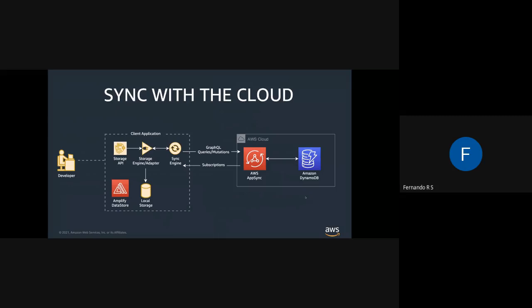So the difference here is once you have that backend configured and provisioned, the same process applies. You have the storage API, which you're going to be calling DataStore save, DataStore query. The storage adapter connects to your local storage to translate that information so the local storage can understand. And the storage engine now connects to a new piece called the sync engine. The sync engine has two main responsibilities: understand that there's a change in your local storage and sync that back to your backend, or understand that there's a change on your backend and sync that with your local storage.